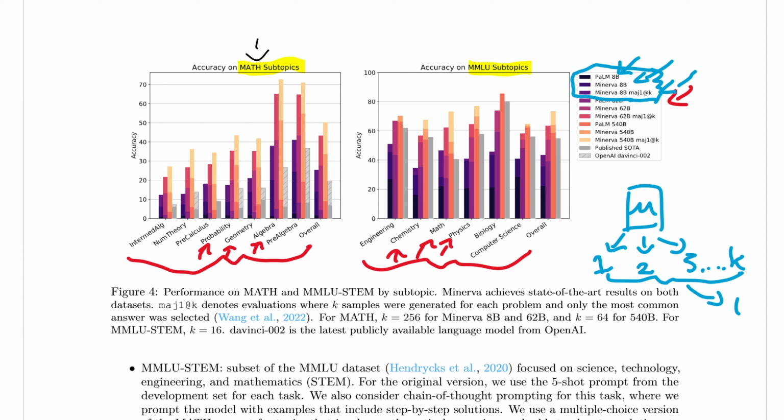So now if we actually look at the performance of all these 8 billion parameter models, all the way on the left of each of these sort of purple areas right here, we can see the dark purple is the performance of Palm. And then as we get lighter, we can see the performance of Minerva. And we can see that in all these cases, Minerva is performing better.